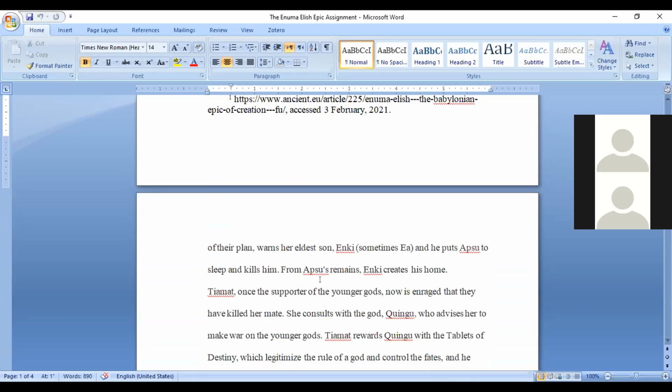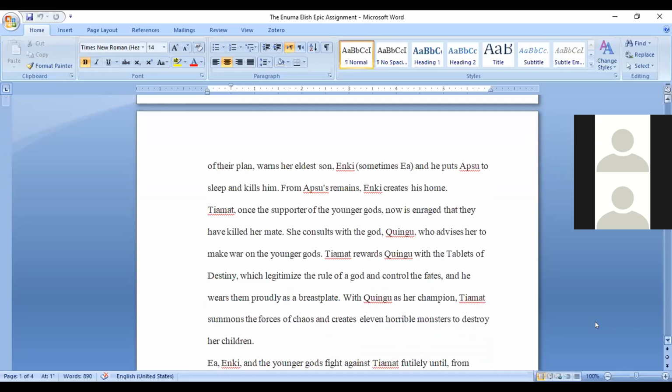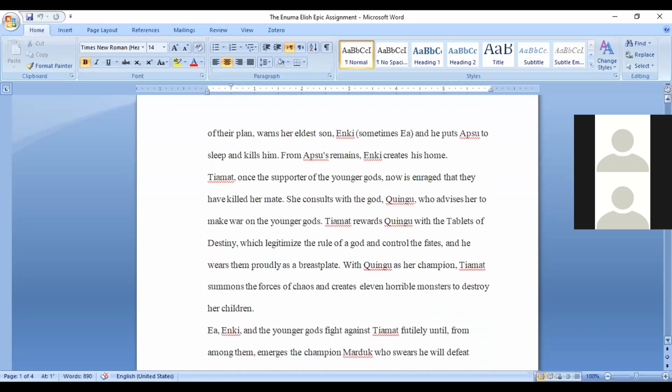From the remains of Apsu, Enki made his own home. When Tiamat saw that they had killed her husband, she became enraged and wanted to kill all her sons. So she consulted with another god called Kingu, who advised her to make war and kill the younger gods. Then she gave Kingu the tablets of destiny that gave him the control to rule over the gods and control their fates. Then the war came between Tiamat and her sons, and they fought.